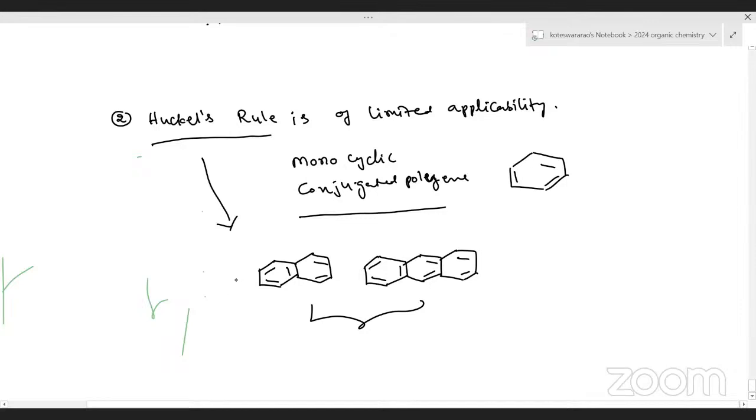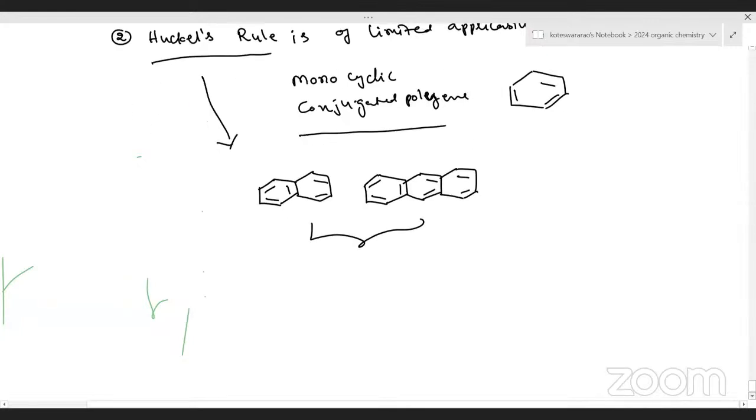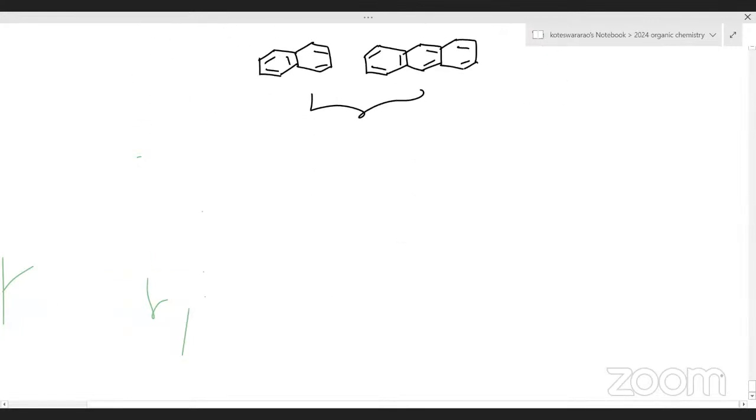Therefore, some of these polycyclic conjugated systems with 4n pi electrons are aromatic. Some of them, even though they have 4n plus 2 pi electrons, show non-aromatic behavior. For that, I'm going to give you some examples. That is the limitation. The second limitation is that Huckel's rule has only limited applicability. It is concerned only with monocyclic conjugated systems. It provides no clue regarding the aromaticity of polycyclic conjugated systems.